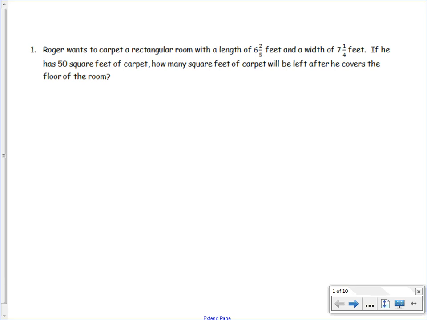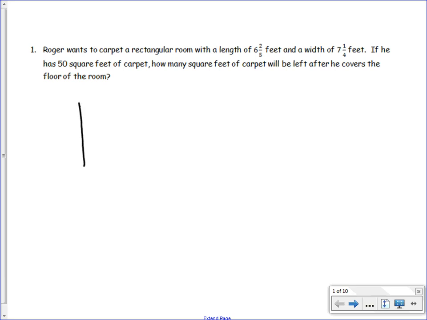Okay, this video is going to show you how to solve the problems on the test review. Our first problem was: Roger wants to carpet a rectangular room with a length of 6 2/5 feet and a width of 7 1/4 feet. If he has 50 square feet of carpet, how many square feet of carpet will be left after he covers the floor of the room?